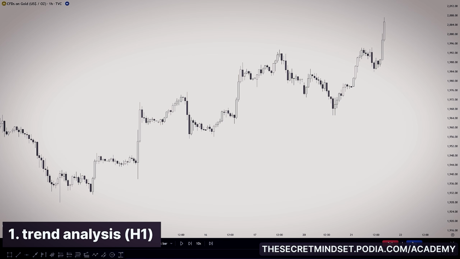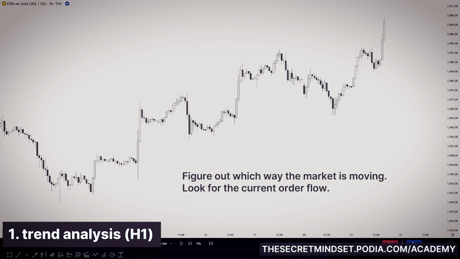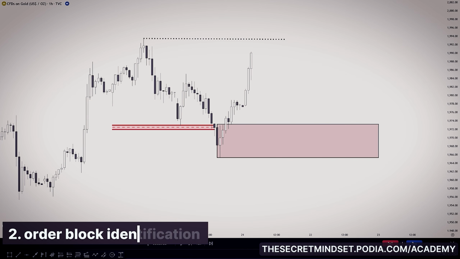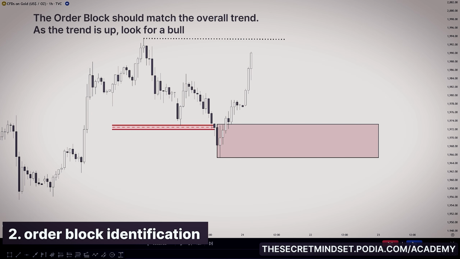First, you need to figure out which way the market is moving. You'll want to look at a bigger picture, so use a higher time frame chart. Let's say you pick the hourly chart. On this chart, you are looking for the current order flow, in this case, an uptrend. Now that you know which way the market is moving, it's time to find a good spot to enter your trade. The order block should match the overall trend. As the trend is up, look for a bullish order block.